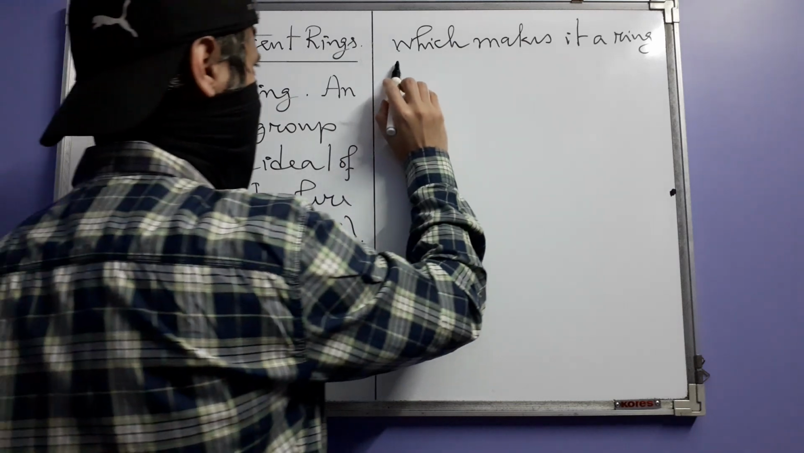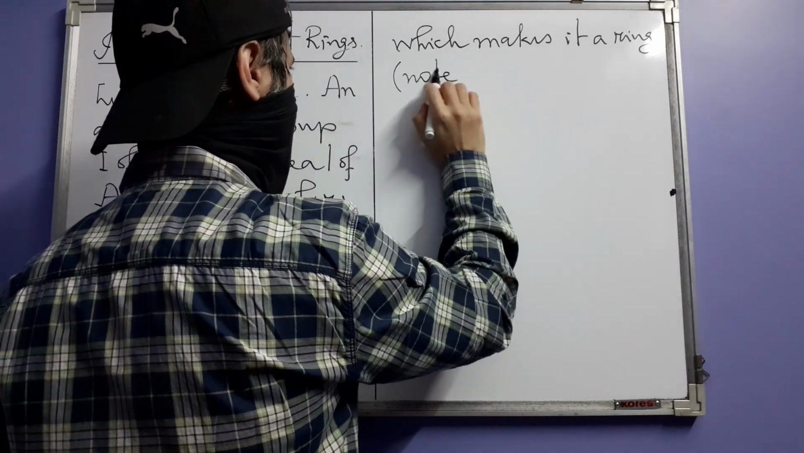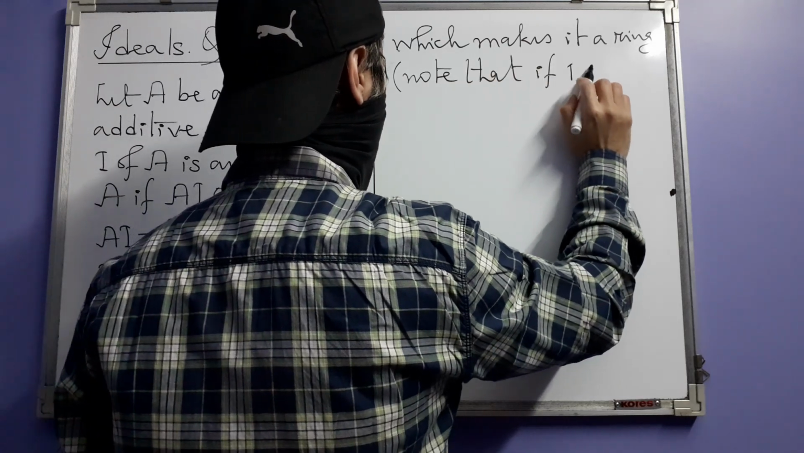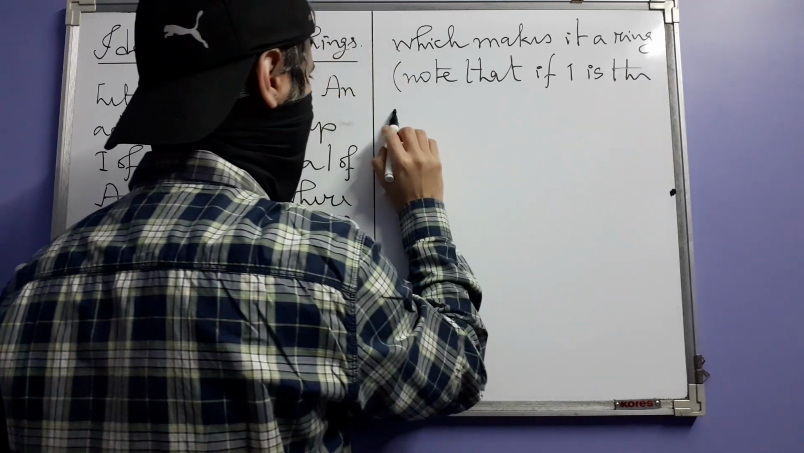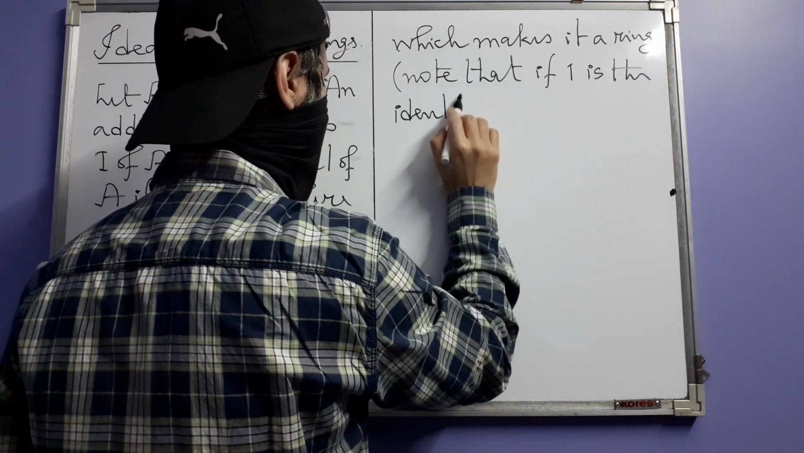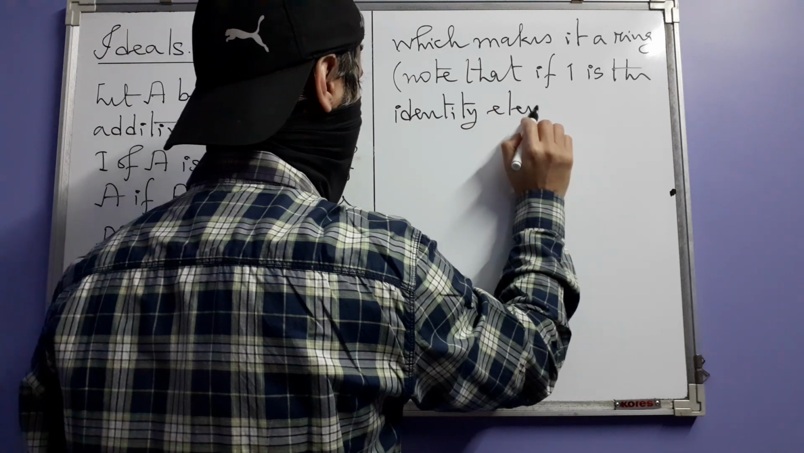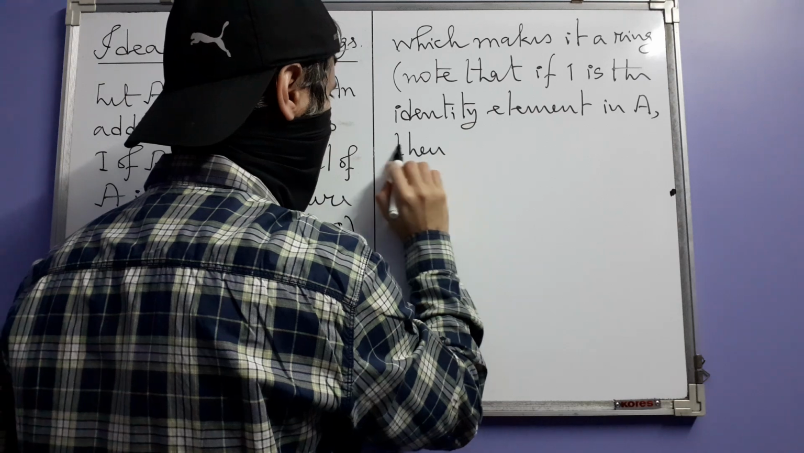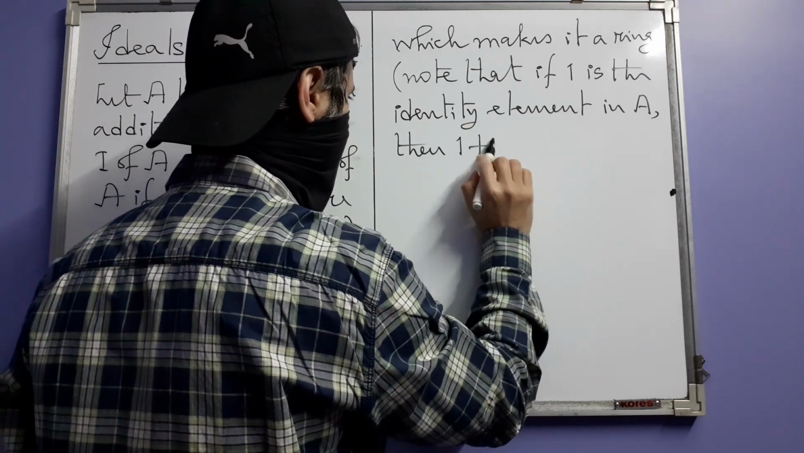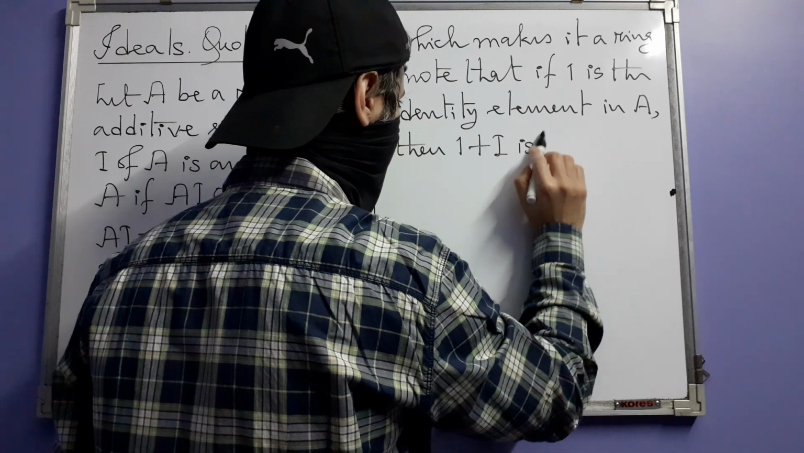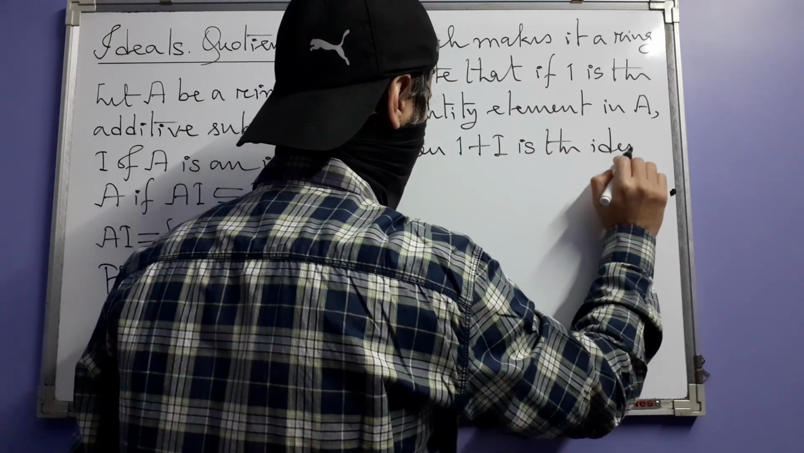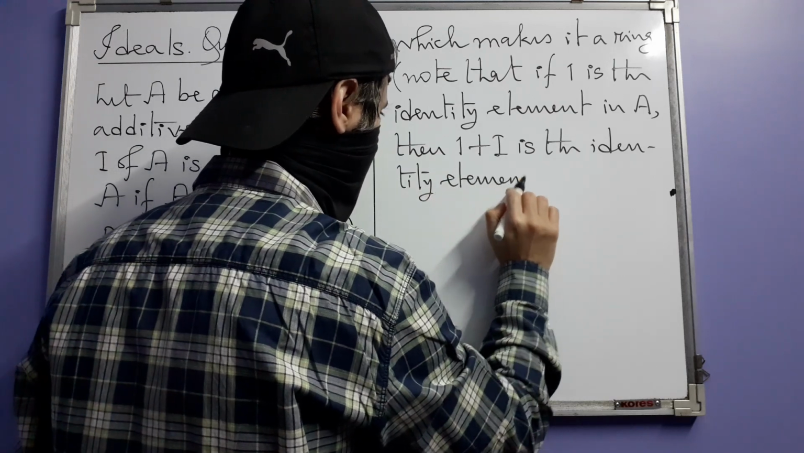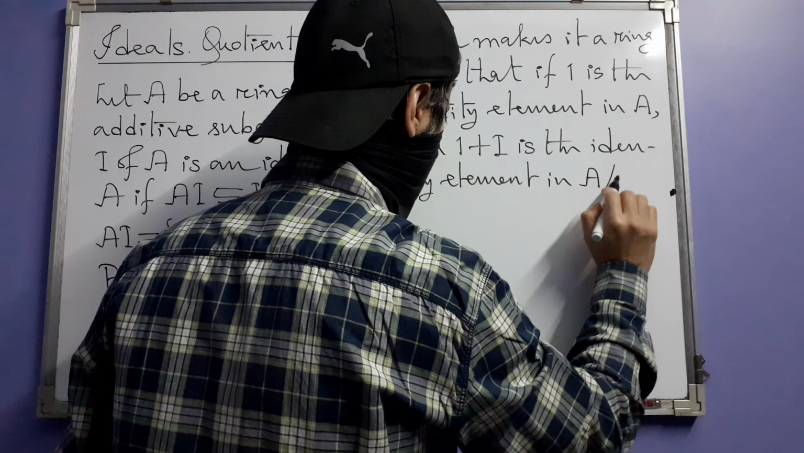Yes. Note that if 1 is the identity element in A, then the coset 1 plus I is the identity element in A slash I.